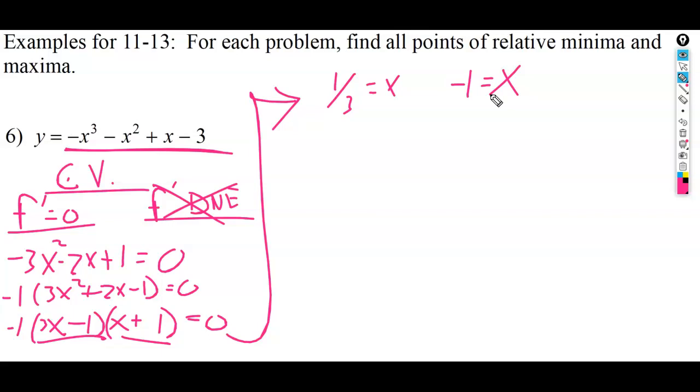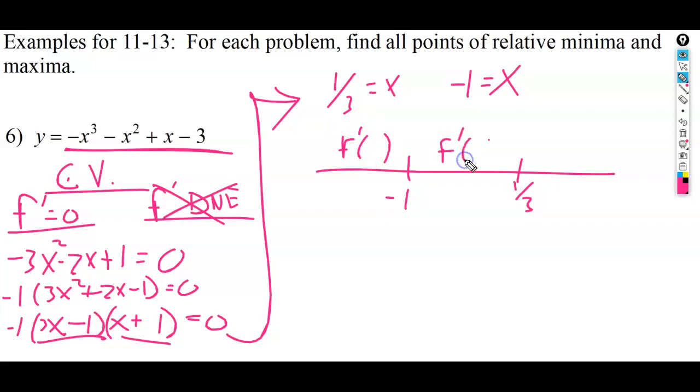Now, there's two ways you could solve this particular problem. You could use the first derivative test or the second derivative test. I'm going to start by showing you guys the first derivative test. Most of the time, the first derivative test is easier, and the other thing about the first derivative test is it always works. So here's how it works. You draw a number line, put your critical values on the number line, and we're going to plug in numbers to the left and right of each of our critical values to see what's going on.